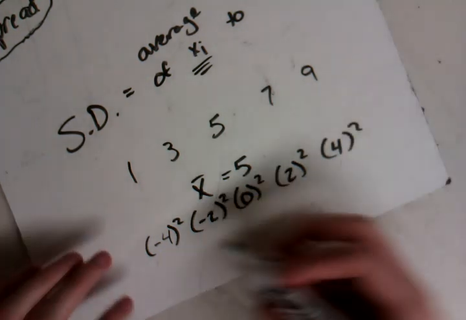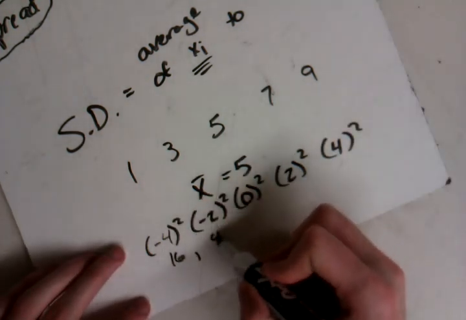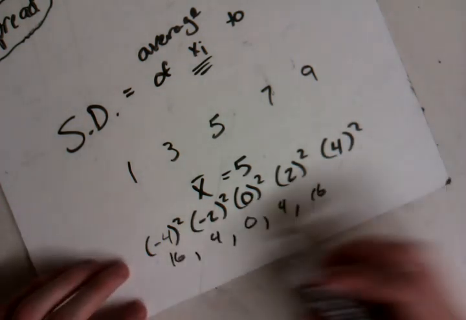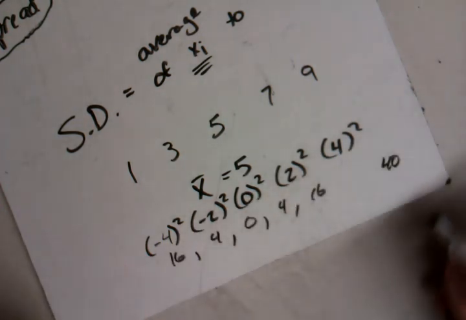And that'll make them positive. So we get 16, 4, 0, 4, and 16. And then we can add them up. If we add them up, we should come out to be 40.